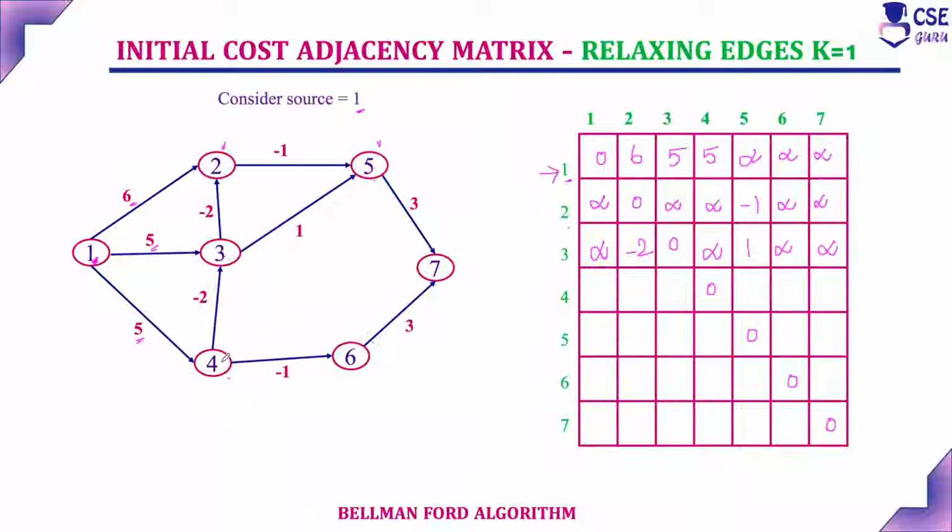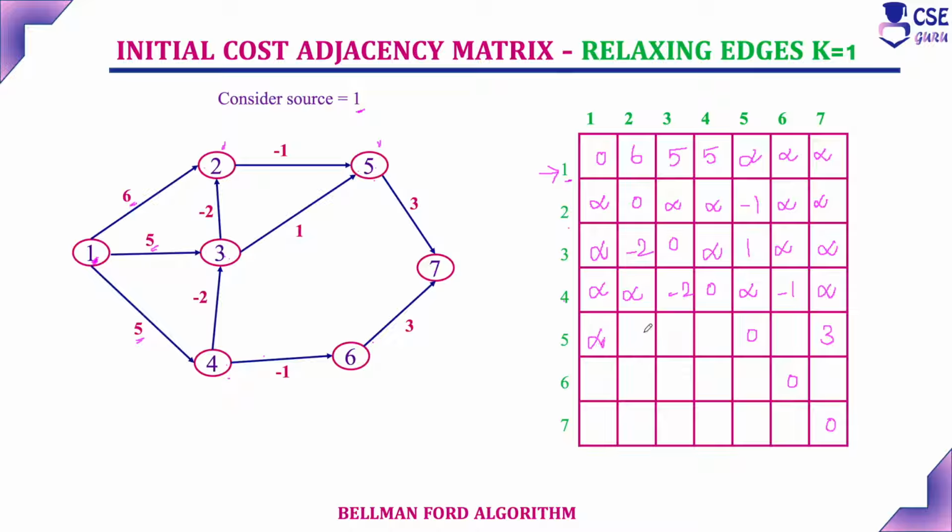Next, vertex 4, there are two direct paths, from 4 to 3 and 4 to 6. So 4 to 3, distance is -2. And 4 to 6, distance is -1. For the remaining vertices, we don't know the distance, so infinite. Similarly, vertex 5, only one direct path, 5 to 7, distance is 3.